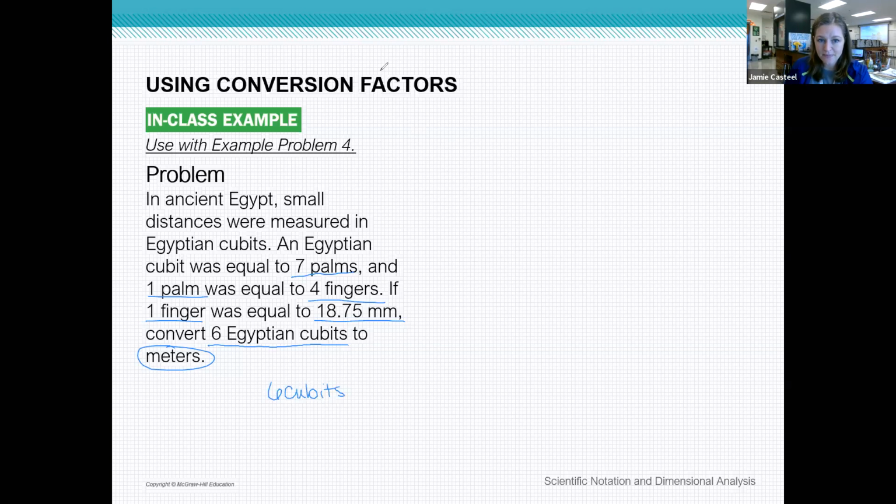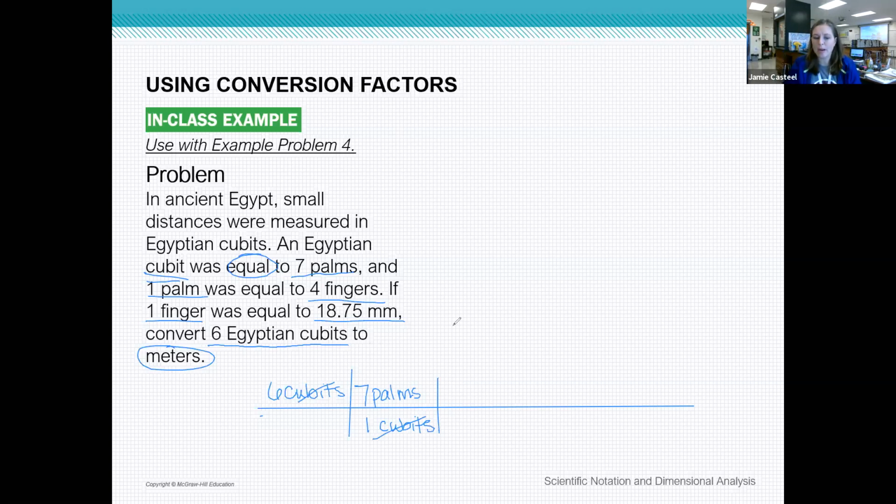And then I'm going to draw my line. I'm cheating because I never draw straight lines. But I need to figure out what I know. Okay? I know cubits needs to be on the bottom. Well, where did I find out about a cubit? An Egyptian cubit, so one of them, was equal to what? 7 palms. So I used those as a conversion factor. Good, I'm done with cubits, it's gone.